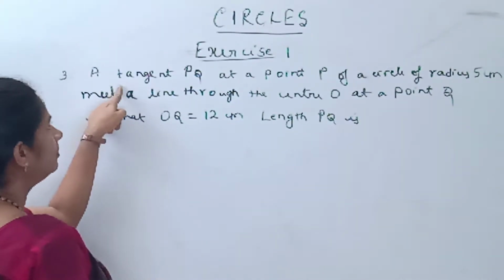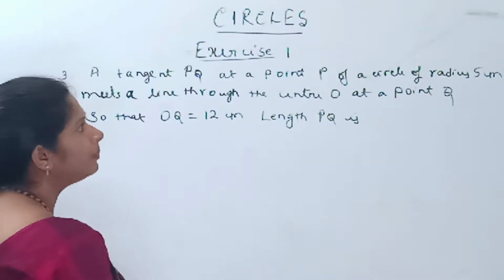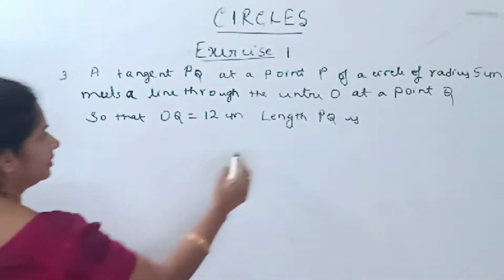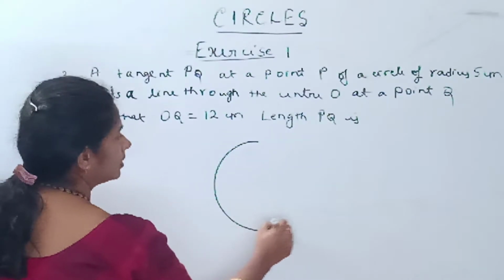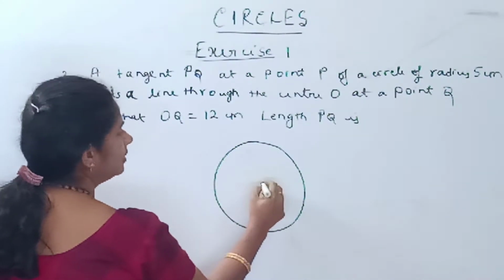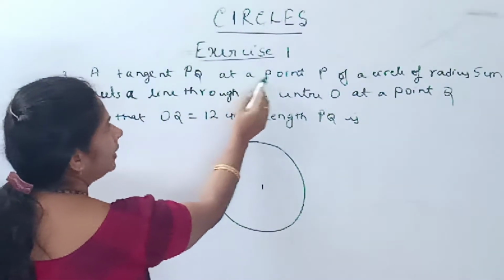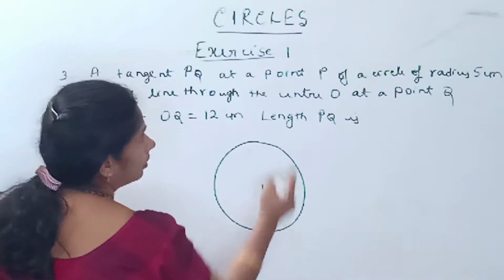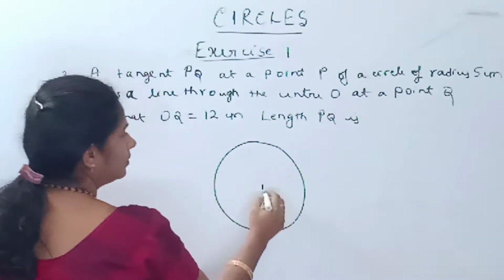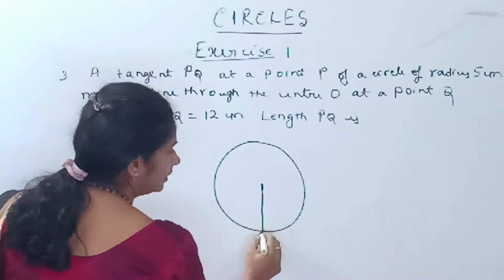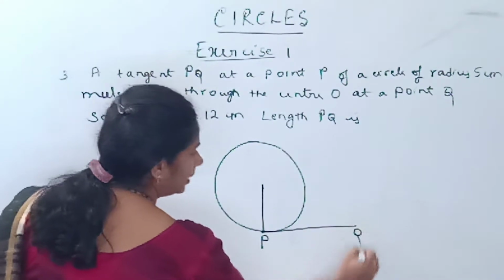Coming to the third problem, a tangent PQ at a point P of a circle of radius 5 centimeter. So let me draw the circle, children. A circle of radius 5 centimeter. The tangent PQ at a point P of a circle of radius 5 centimeter. So this point is P and the tangent is PQ.